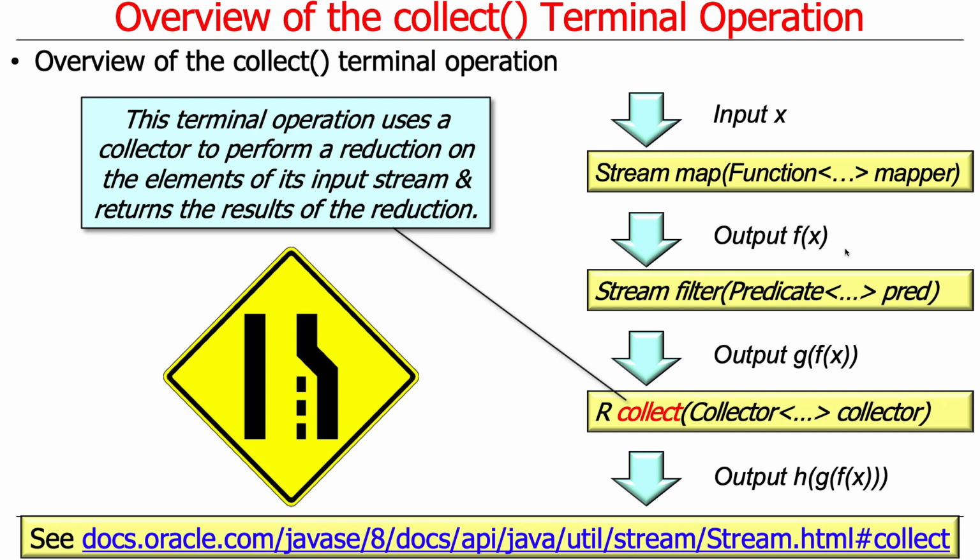So collect is a terminal operation that uses a collector, and we'll talk more about a collector later, that performs a reduction on the elements of its input stream and returns the results of the reduction. So as you'll see, you've got a bunch of things coming through, and then we're going to collect them into something. So I like to think of this as kind of like merging on a highway. You've got merging many lanes into one lane, kind of the way to think about it intuitively.